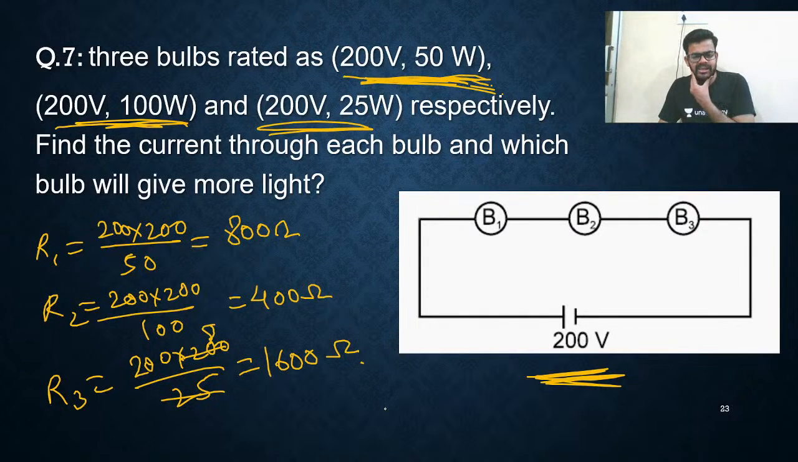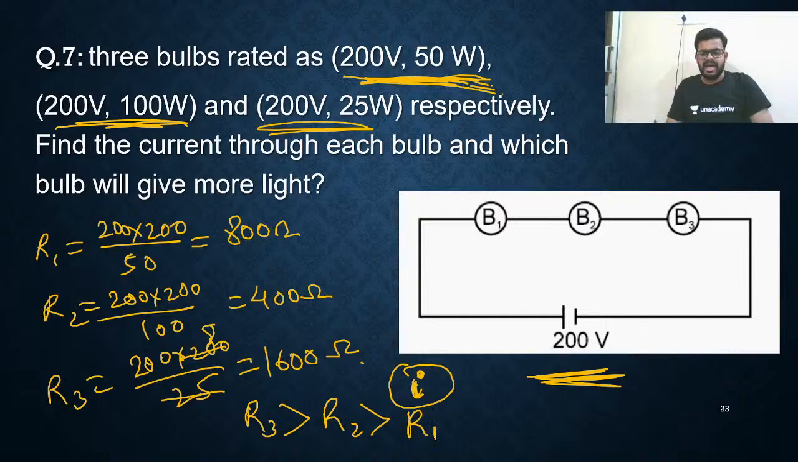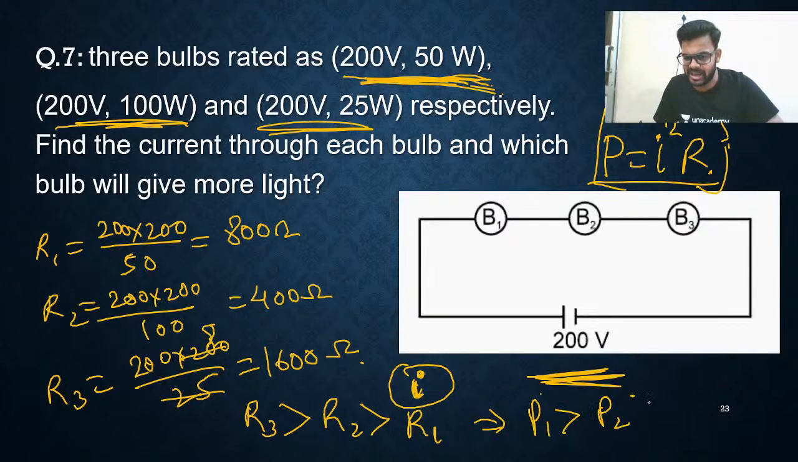Now all three bulbs are connected in series. So whatever current will flow, we don't know, that is I. The same current I will flow through all three bulbs because they are in series. I know R3 is greater than R2 is greater than R1. And I know another thing, power P is I square into R. Power consumed by the first resistance is I square R1, by the second is I square R2, and by the third is I square R3.